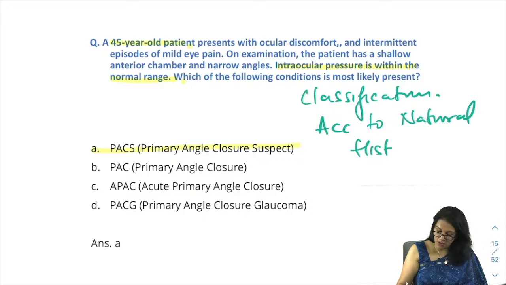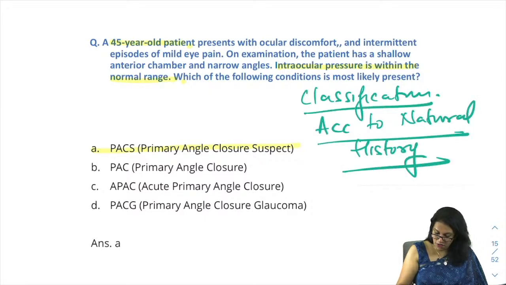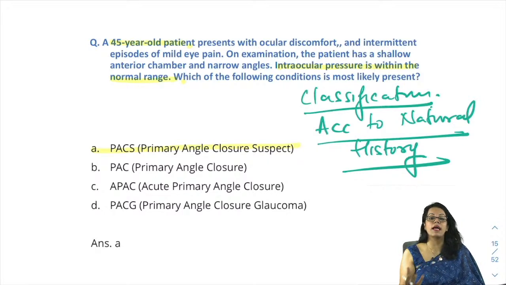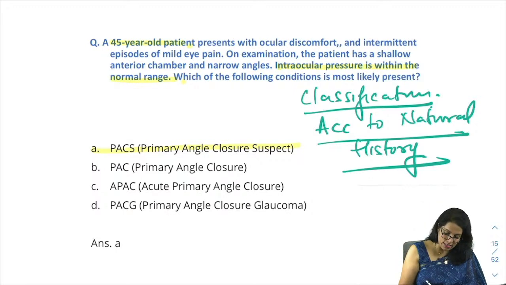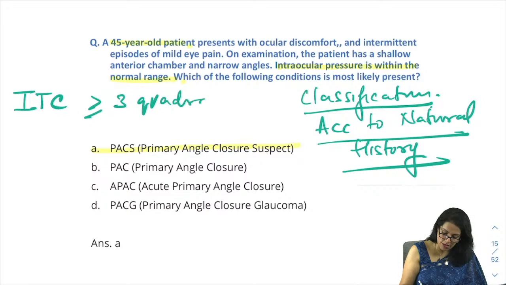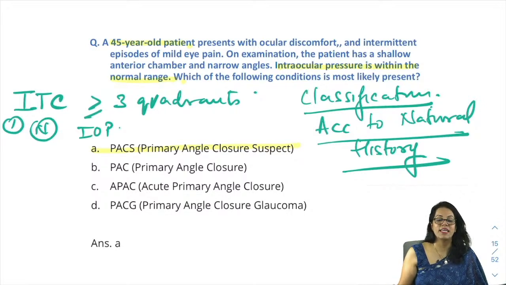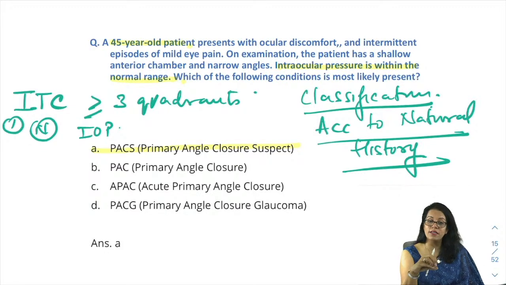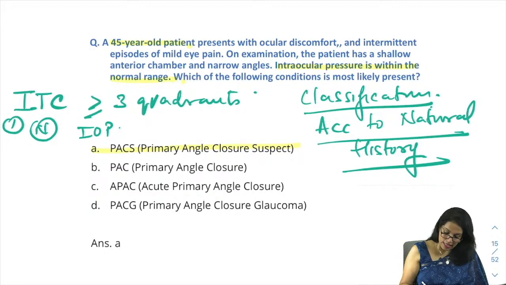So classification according to natural history. Please revise this yourself. Kya tha ye? All of you? First was suspect. In suspect, how do you define it? When it just has occludable angles. What are occludable angles? When there is iridotrabecular contact in 3 or more than 3 quadrants. Okay, this is what is called with normal intraocular pressures. This is your suspect. That means the whole classification is quite based on gonioscopic findings, isn't it? There is no peripheral anterior synechiae when we talk about this stage.